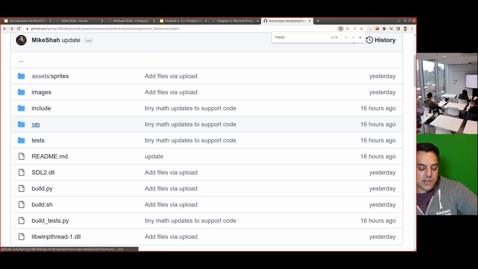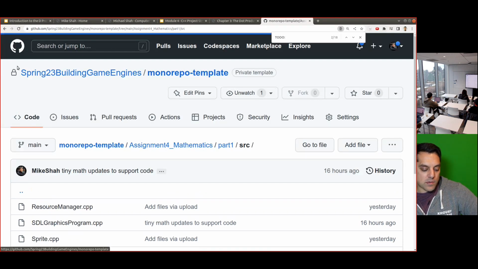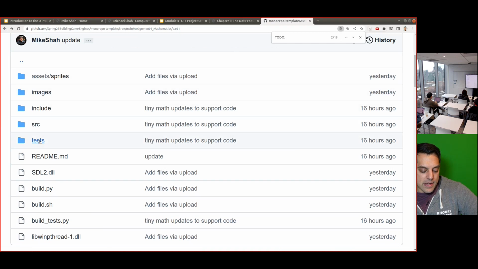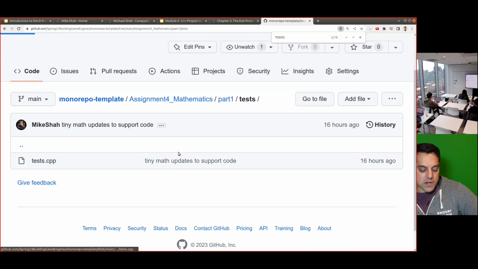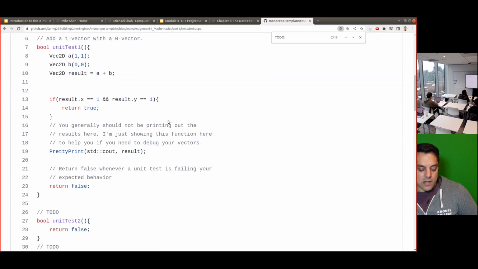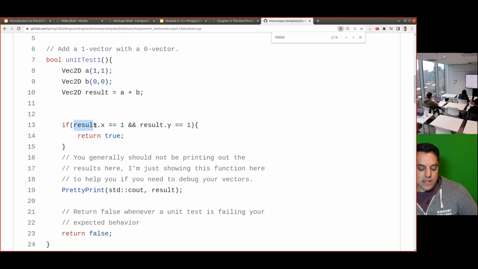One or two things to note, and I'll also share on Piazza because I think it'll be useful. When it comes to comparing floating point data, does anybody know why this might be problematic?